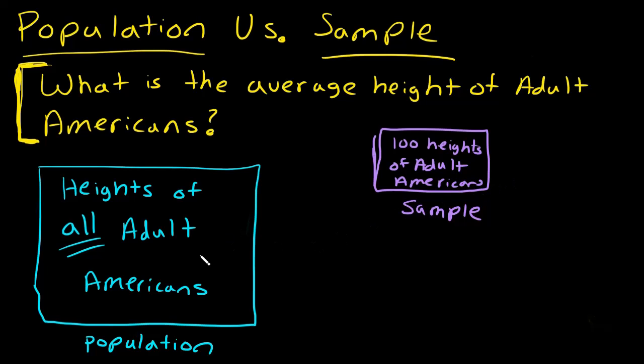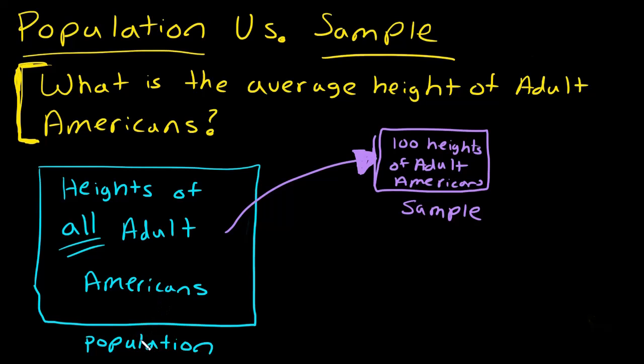It's really important that the sample is part of the population. What I mean by that is I wouldn't include children in my sample, because children aren't part of the population, so they also shouldn't be part of the sample. The sample needs to come directly from the population.